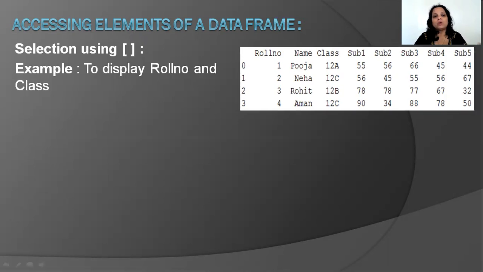And how do I go about it? Look at the next example here. You have to display the roll number and the class, and we're making use of the square bracket. Now what do we do? In the square bracket, we put another square bracket, because now we're not only referring to one column, but a list of columns. A list is always put in a square bracket, correct? So I write df, mind the two square brackets.